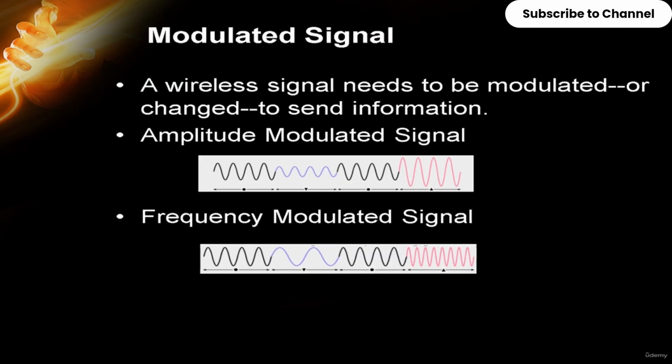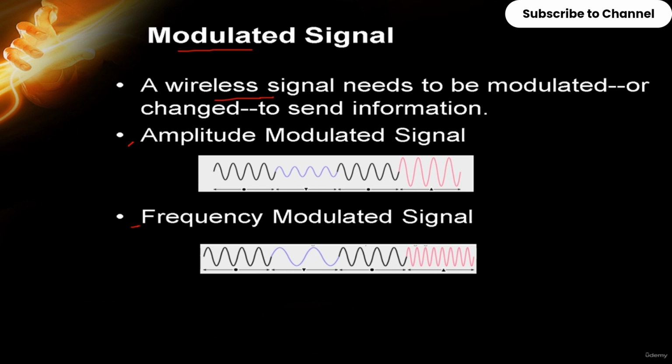So the modulated signal. So what is modulation? Why do we need modulation? We will see the details with examples in coming slides. But for the time being, modulation is needed for a wireless signal to transfer the information. There are two types of modulation: one is amplitude modulation, another one is frequency modulation.